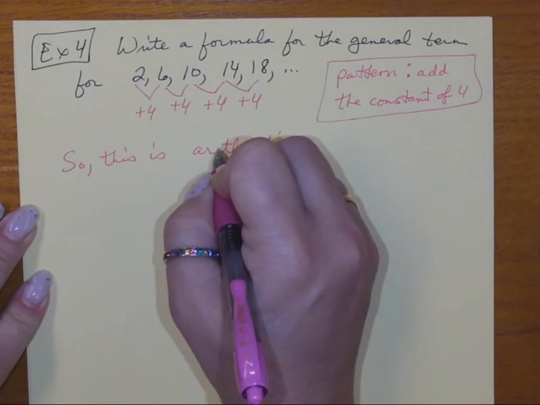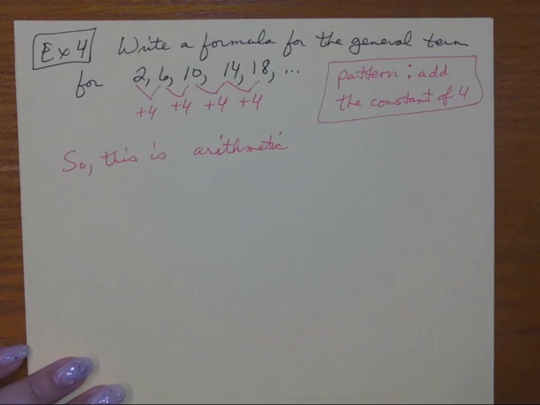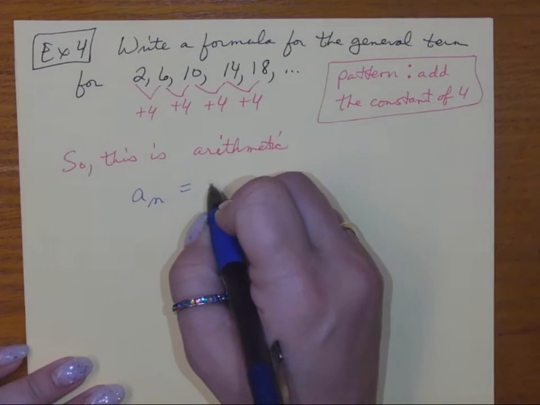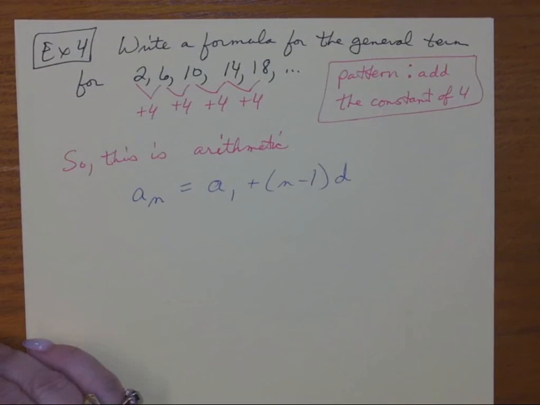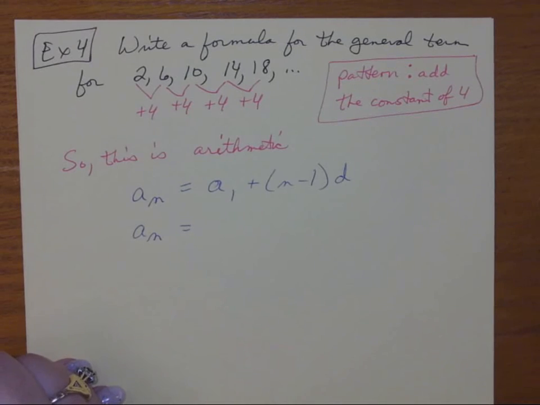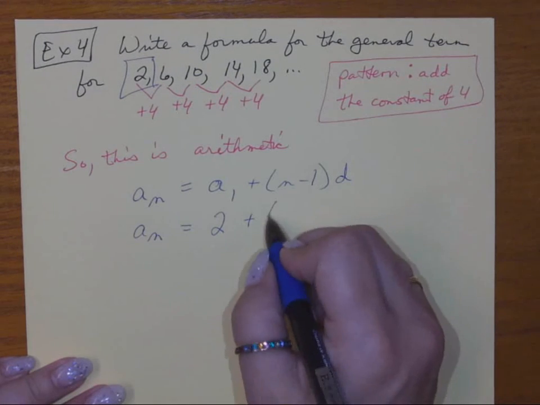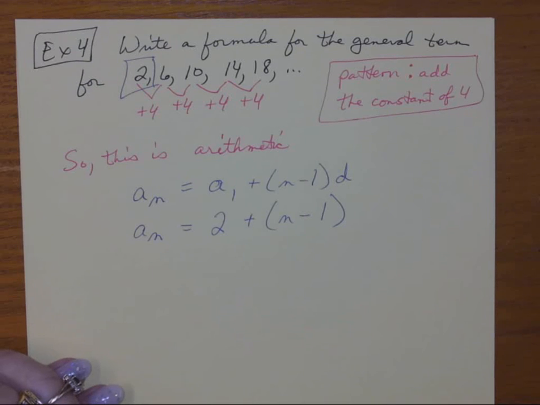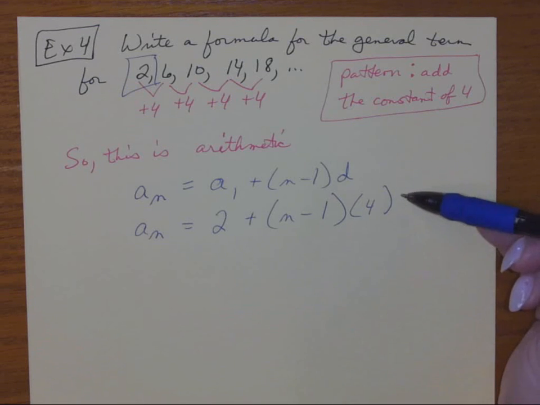If I know that it's arithmetic and they want me to find the general term, so that's a sub n, then I just go back to the formula that I know. The general formula is a sub n equals a sub 1 plus n minus 1 times the difference. We have all of that information right in front of us. So a sub n equals 2 plus n minus 1, since I'm doing general here, times the difference, which was 4. Okay, so there it is. Now as I go along, I can simplify that. This is kind of what I would see as I go through and find a general pattern.